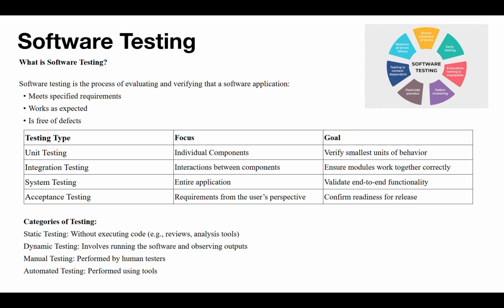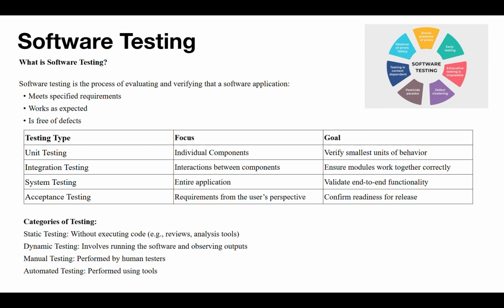Now, what is software testing? Software testing ensures software behaves as expected and meets all the user's needs. It includes static testing like code reviews, and dynamic testing like unit and system tests. Tests can be manual or automated. The goal is to reduce bugs, improve quality, and build confidence in the software. Testing is an ongoing process and not a one-time activity.